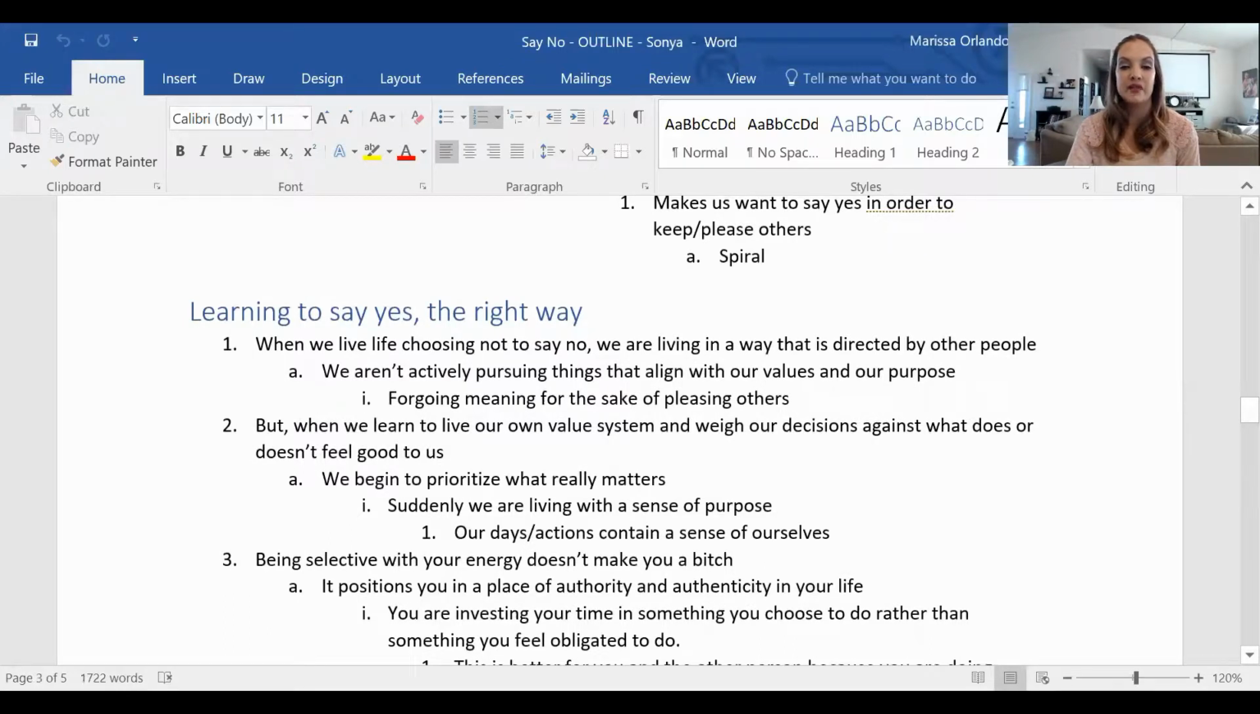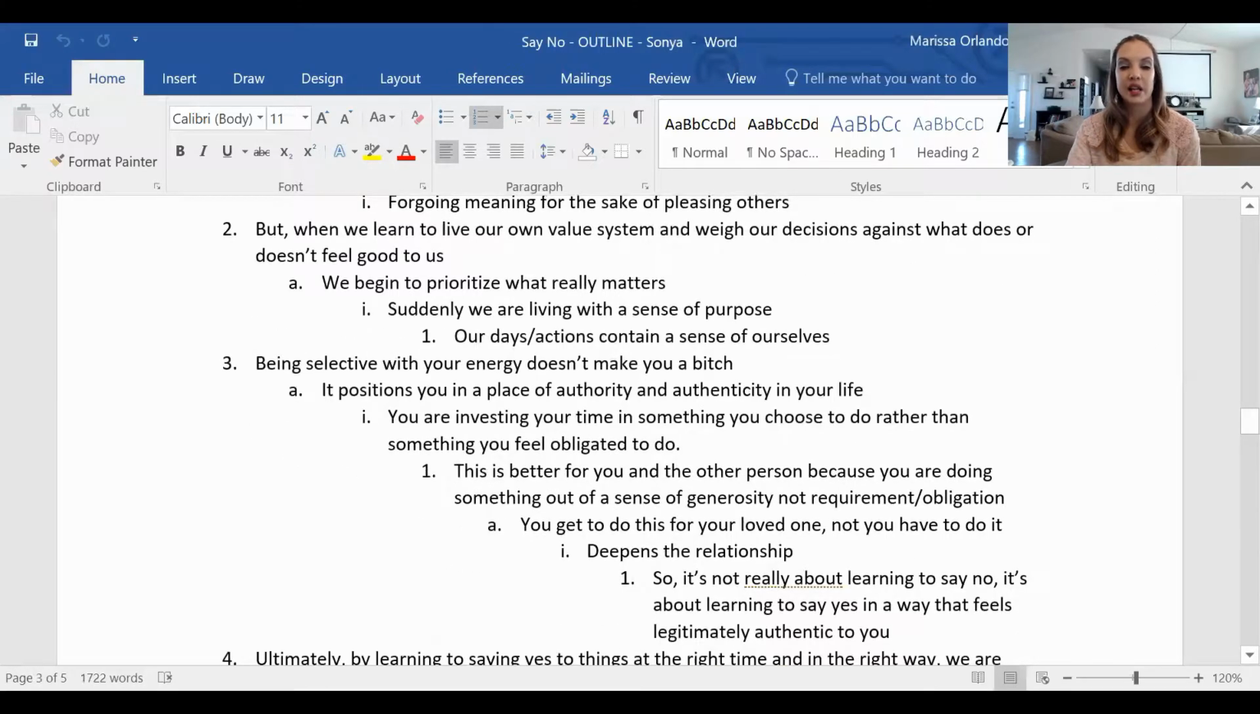When we live life choosing not to say no, we're living in a way that is directed by other people. But when we learn to live life on our own value system and weigh our decisions against what does or doesn't feel good to us, we start to prioritize what really matters, okay? So here we go. This is what it can look like. This is what life can be like if you learn how to do this, right?